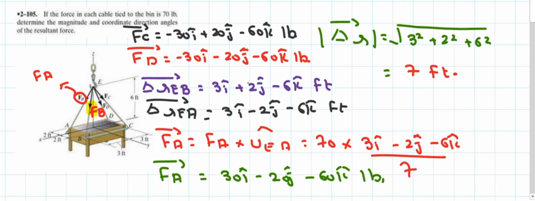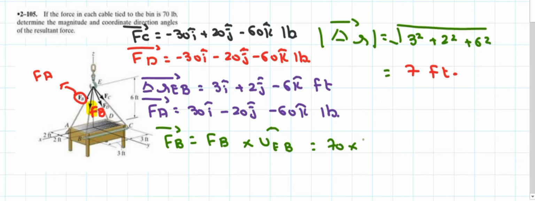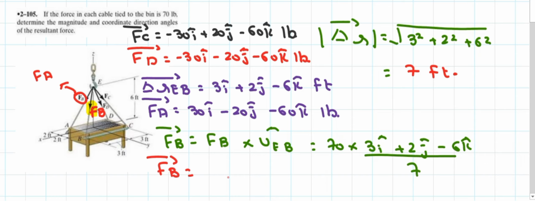Now, what about the Fb? Let's work on it. The vectorial form of Fb is equal to the magnitude of Fb into the unit vector of Eb. So the magnitude of Fb is equal to 70 into the unit vector of Eb, so it will become 3i with positive 2j with negative 6k divided by 7. Multiply 70 to the individual unit vector present here, so it will become the vectorial form of Fb, which is equal to 30i with positive 20j with negative 60k pound. This is basically the vectorial form of Fb.